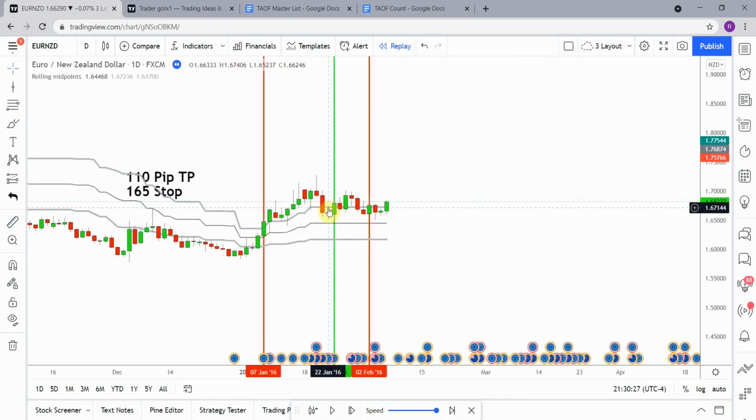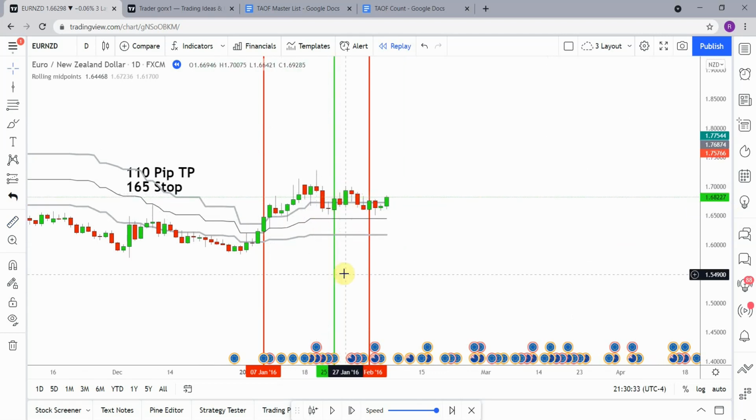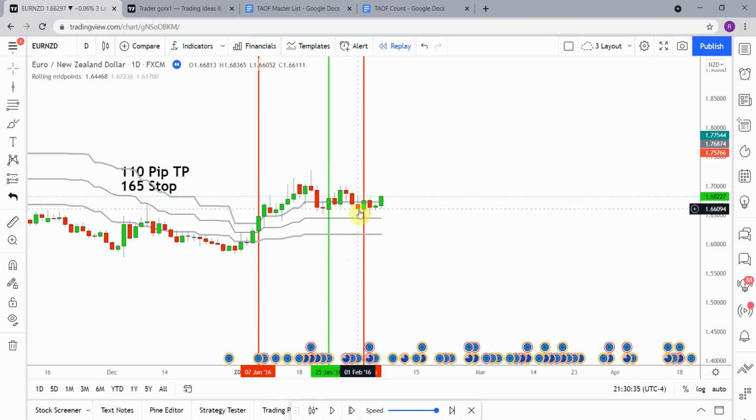But then we move on to the second one here. We get a pullback into the center, a break back up to the upside there. And that one does get us to take profit. And here on this one, we get a break back to the upside, but unfortunately on this candle right here, similar to this one, we get this really long tail that stopped us out. So let's go ahead and continue on.